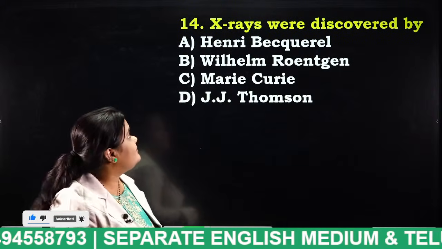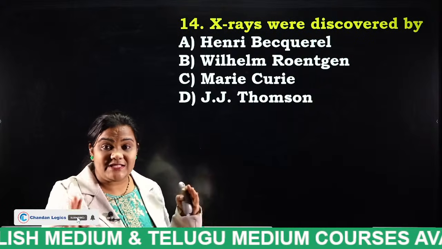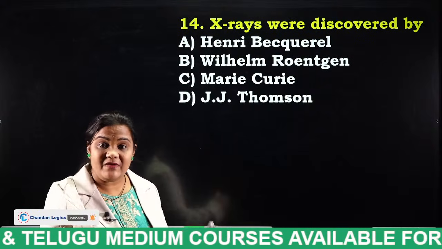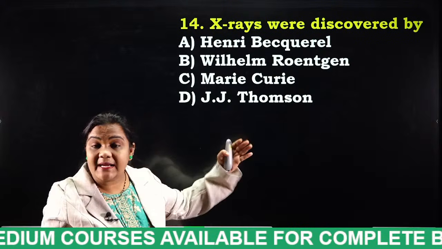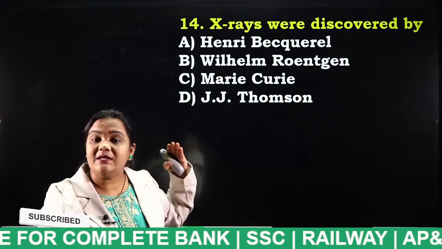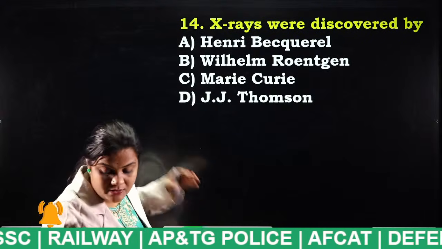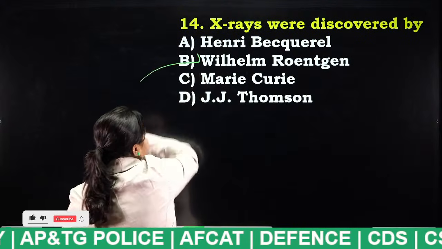What is the answer for this question? X-rays were discovered by whom? X-rays are cathode rays when they are hitting a very heavy metal. These rays will be emitted in the form of X-rays, and those X-rays were discovered by Röntgen in 1895.